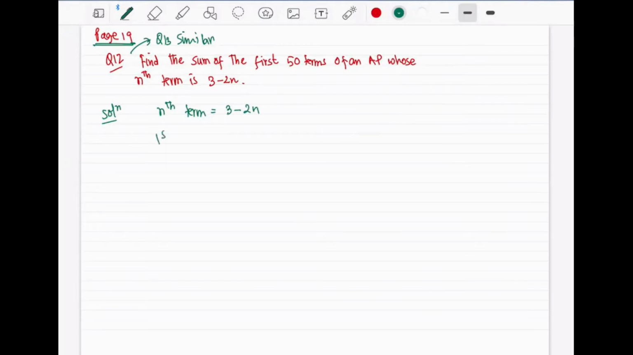If I wish to find out the first term, this n will be replaced with 1, because the n on the left-hand side was replaced with 1. So on the right-hand side, do the same thing. We replace the n with 1, so we get 3 minus 2, which is equal to 1. You can obtain the second term also: 3 minus 2 into 2, where the n is replaced with 2. For the third term, you do the same thing and replace the n with 3.